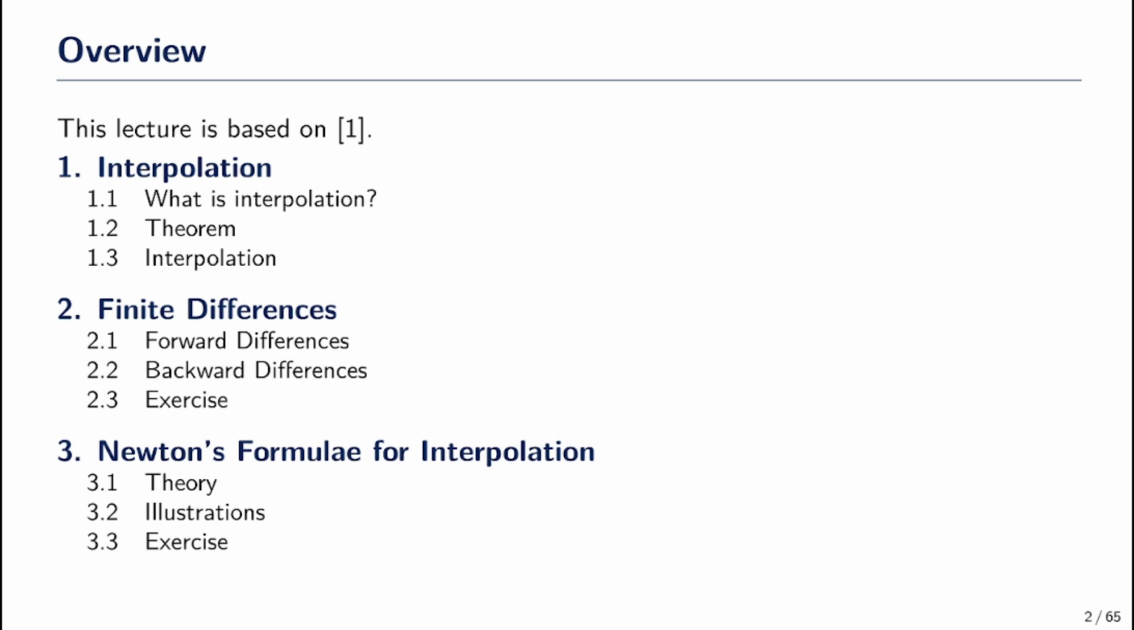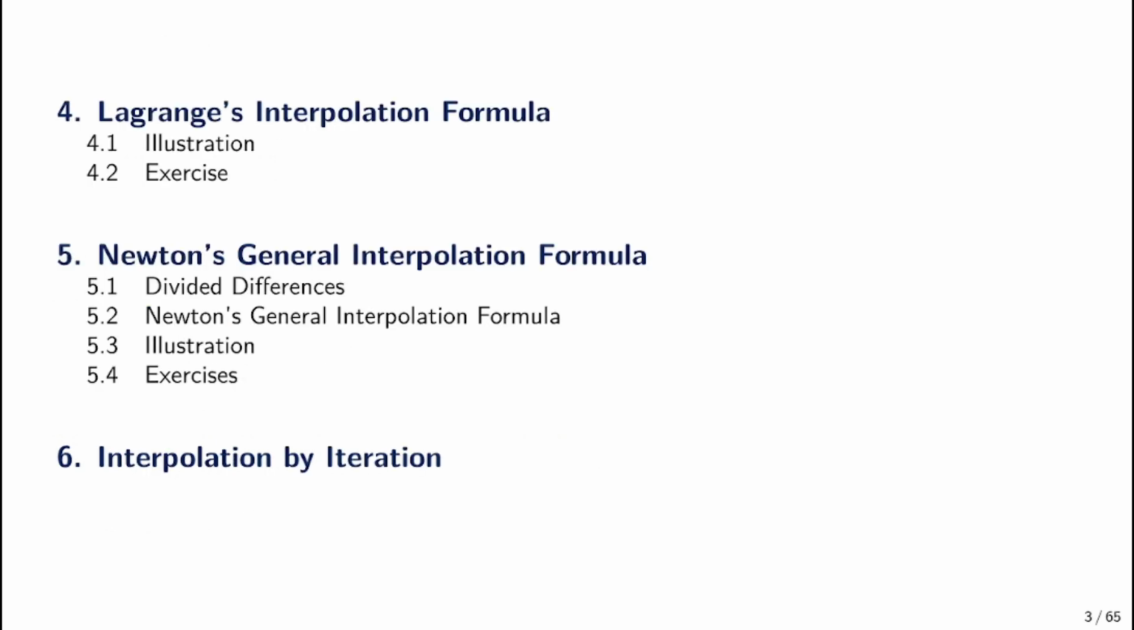Suppose the values of a function y equal to f of x are given as x0, y0 up to xn, yn. Then we will use the values of the function at x0, x1 up to xn for finding an approximate polynomial for the function f of x. For that approximation, we were using Newton's formulae for interpolation and Lagrange's interpolation formula.